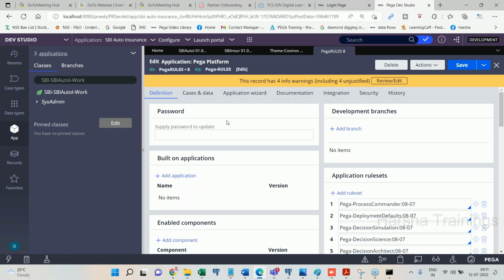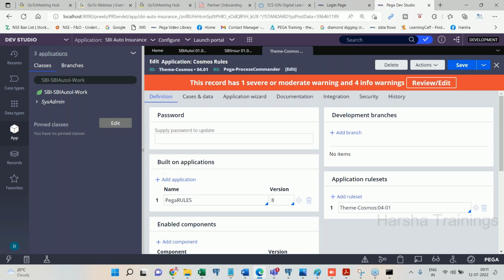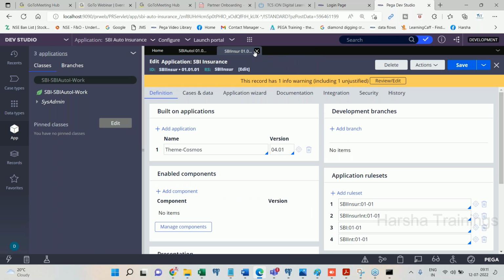Okay, so where do you need to make the changes? Let me explain. Maybe if you can guess and tell me, that is okay. If you understand the subject and you're able to answer this, then that will be good. So how do you achieve it? At that time we need to add it here in the built-on applications by clicking add application.